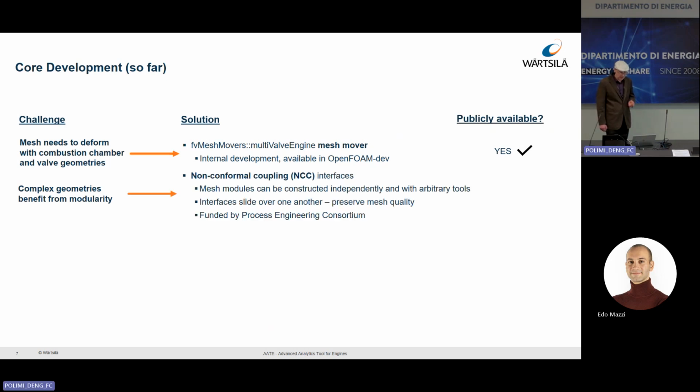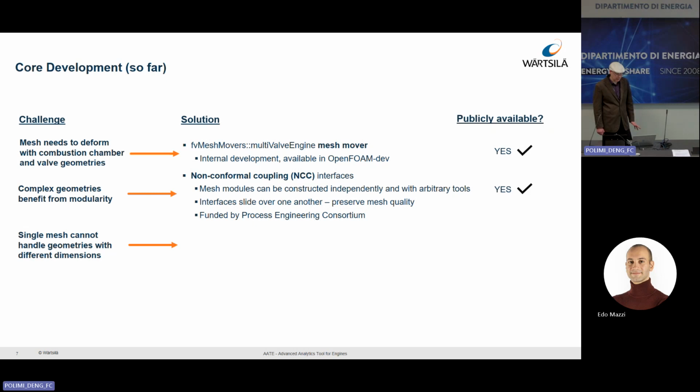Non-conformal coupling. That's what replaces AMI. This conserves mass, conserves everything. And that has been funded by the Process Engineering Consortium. I don't want to brag about Finland here, but this is actually another funded project from Finland. The Process Engineering Consortium is led by VTT, which is a research organization of Finland. They have their own budget, they manage their own things, we are not part of it. But they have spent a couple of years funding that development so that it gets there now, and we can reuse it very effectively.